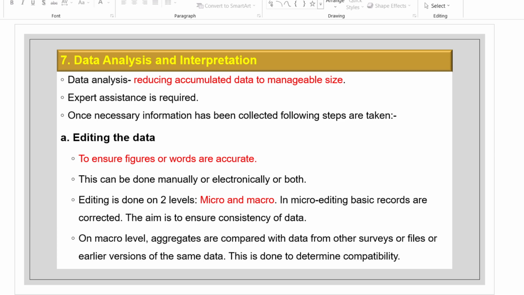On the macro level, we compare our data with data of other surveys, thus ensuring compatibility. For example, in our survey we state that 4,500 people reside in this area, and another survey states that 5,000 people reside in this area. There is a contradiction, with no compatibility. So one of the surveys will be correct. We have to ensure that there is compatibility between the surveys, or between the data collected.